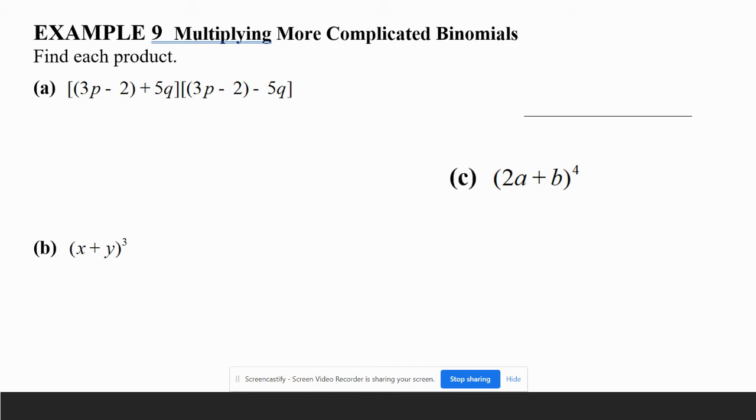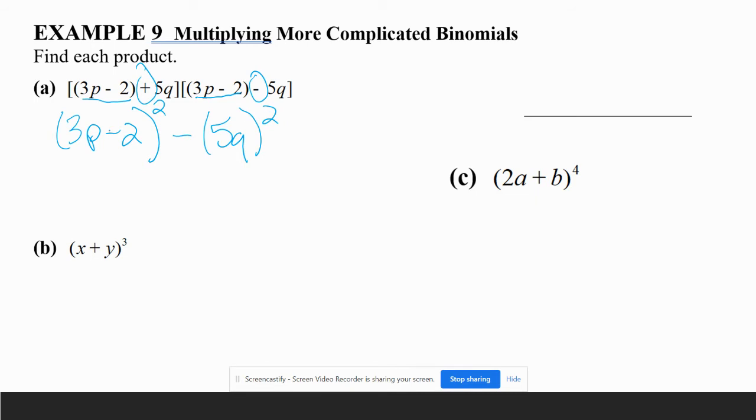Multiplying more complicated polynomials. We have this whole mess and that mess. We can find a shortcut to use, or we can just multiply it out. That's up to you. I tend to just multiply it out, but if I were to look for a shortcut, I notice that I have 3p minus 2 twice. I have a plus and a minus. And then I have 5q and 5q. And so this is actually a difference of squares. So we could use that difference of squares formula here.